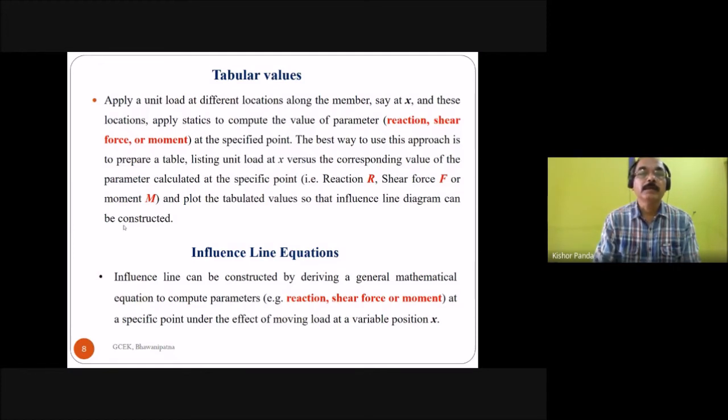So here, an influence line can be constructed by deriving general mathematical equations to compute parameters, for example reaction, shear force, or moment at a specified point under the effect of a moving load at a variable position X. At a variable position X, you have to find out the parameter, reaction, shear force or moment, at a specified point. Then you can draw the influence line diagram.